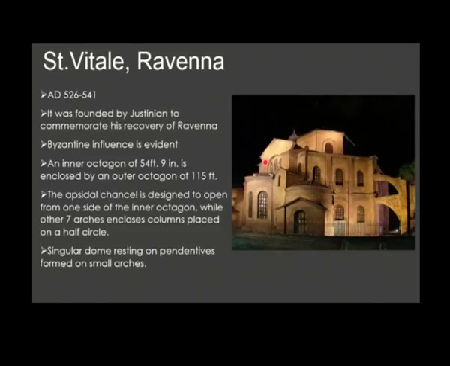The first example we will be seeing in Byzantine architecture is St. Vitale, Ravenna. This was made in AD 526 to 541. This is the church I am talking about. It was founded by Justinian to commemorate his recovery of Ravenna. This church shows extremely evident Byzantine influence. If you know Byzantine architecture, you can say it's a Byzantine church.